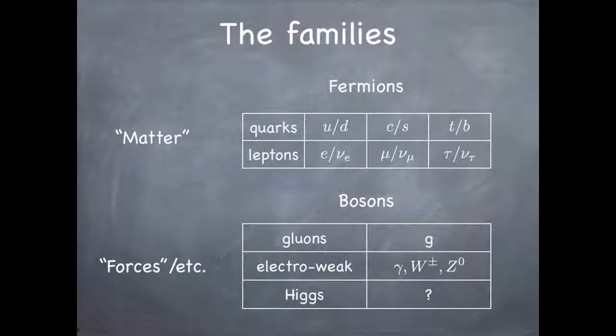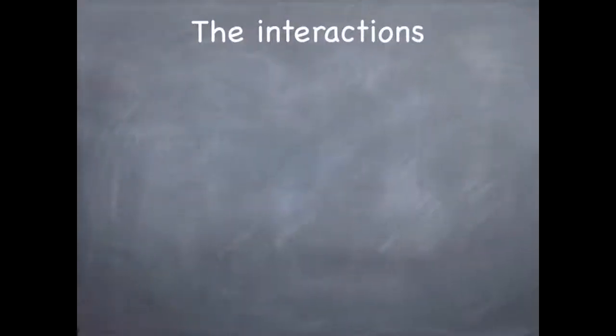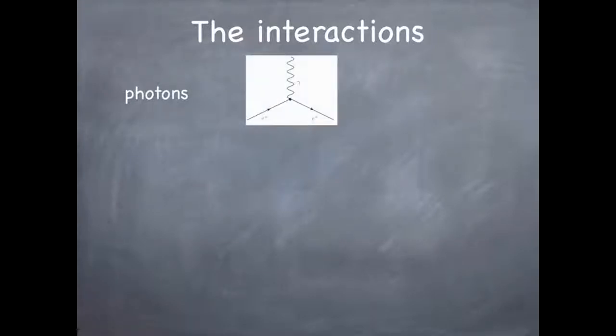But let's start with the more straightforward and more direct interactions, and those start with the photons. So photons interact with anything that has electric charge. So that could be any of the leptons, any of the quarks. Those are the only things that have electric charge. And basically, the most fundamental interaction is simply an emission or absorption of a photon by an object with charge. So that's all there is to it.